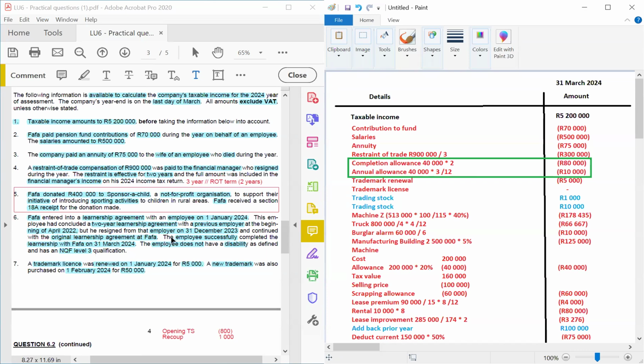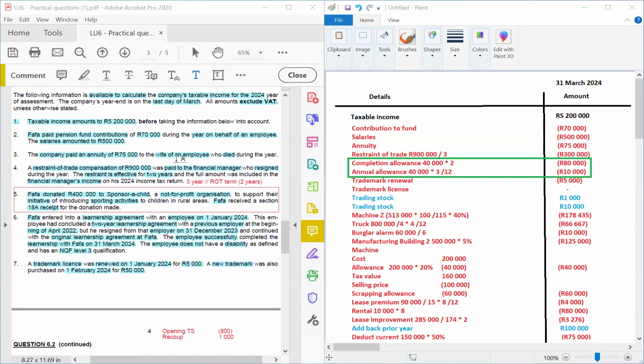Now, they are also telling you that this employee completed a learnership with FAF. So this is the second learnership. So this one needs to get what? A completion allowance, because it was completed with FAF. The reason why we multiply by 2 is because this was a 2-year learnership agreement. That's why we multiply with 2. Does that answer your question?